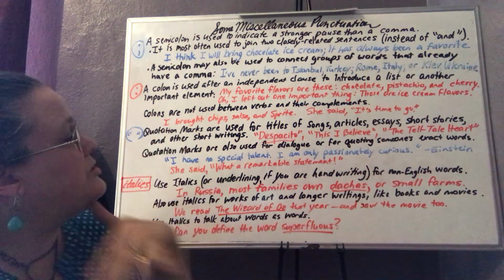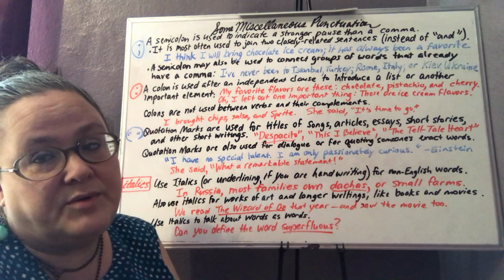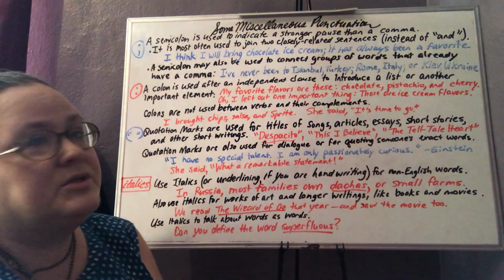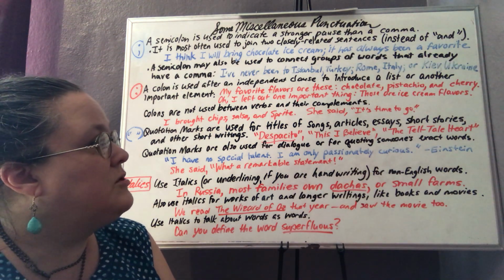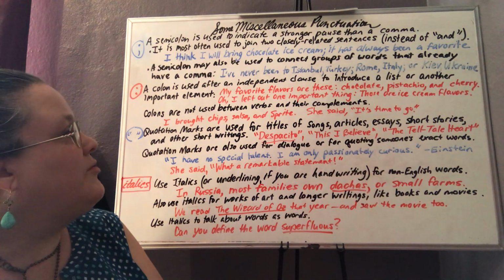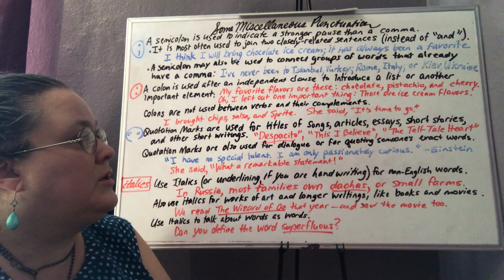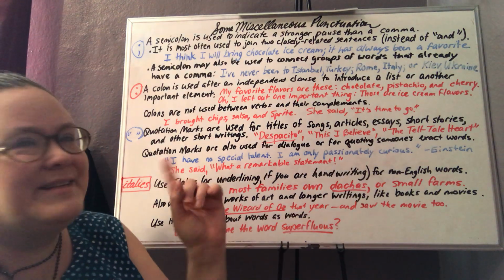Then a semicolon may also be used to connect groups of words that already have a comma. So here I have three pairs of city, country, and when we put city and country next to each other, we have a comma between those. Here's the sentence. I've never been to Istanbul, Turkey, Rome, Italy, or Kiev, Ukraine. Kiev, Ukraine. Didn't say that right.